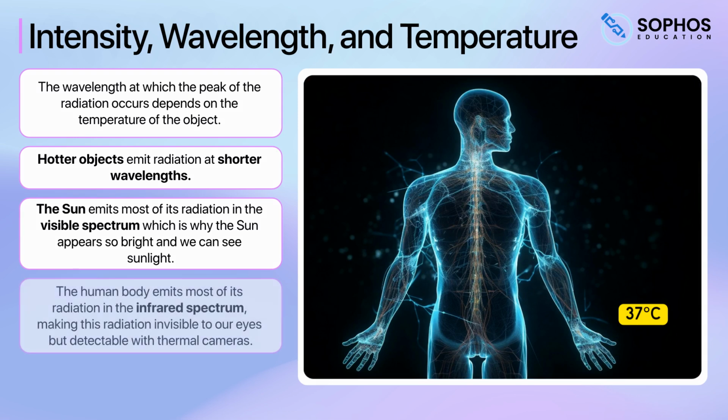Conversely, the human body, which has a temperature of approximately 37 degrees Celsius, emits most of its radiation in the infrared spectrum, making this radiation invisible to our eyes, but detectable with thermal cameras. This relationship indicates that the color of an object can give us insights into its temperature.